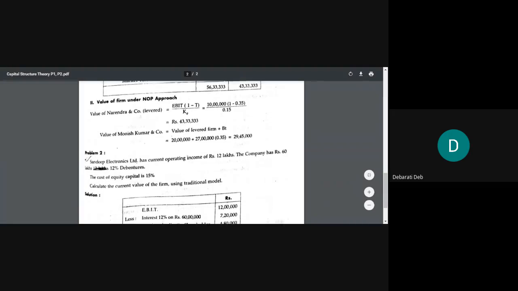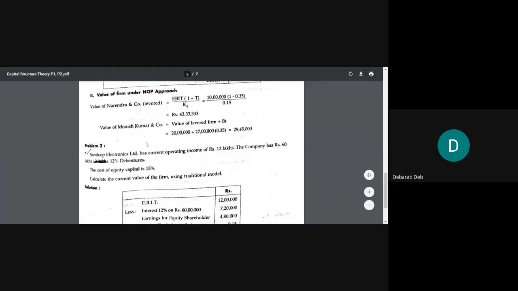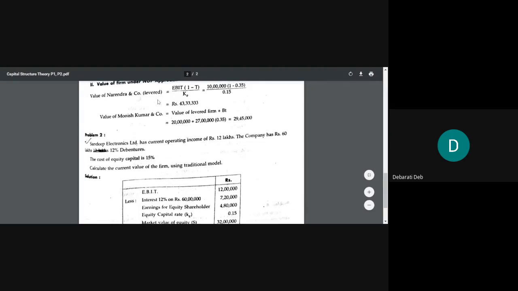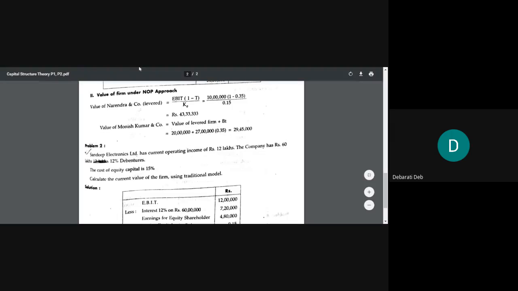In the first problem, the second part was wrong. So you will not write the one which you were shown yesterday on the screen. Now also you can see the second part, value of the firm under the NOI approach, it is written. So that part you will not do like that. What you will do is follow the image of the handwritten page which I sent you yesterday in the WhatsApp group after the classes.